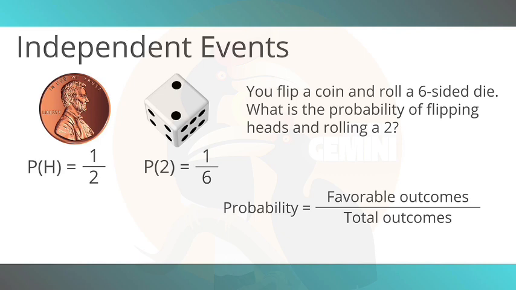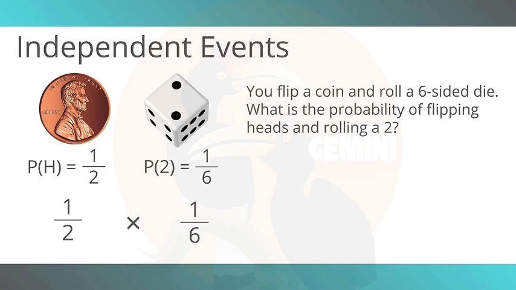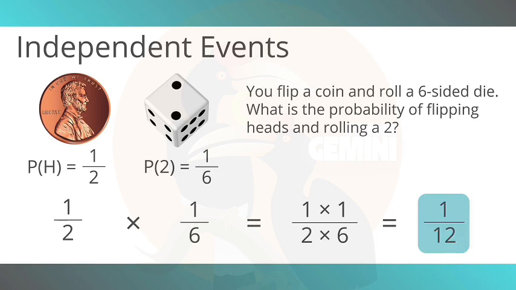To find the probability of both of these events happening together, we need to multiply their individual probabilities. So let's multiply 1 over 2 times 1 over 6. To multiply fractions, we simply multiply across the numerators and across the denominators. 1 times 1 is 1, and 2 times 6 is 12. The probability of flipping heads and rolling a 2 is 1 over 12.